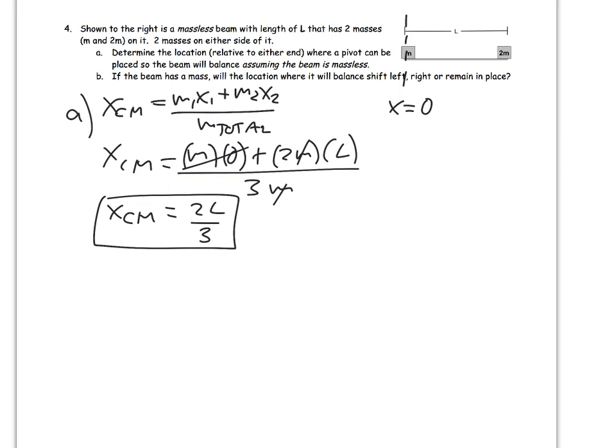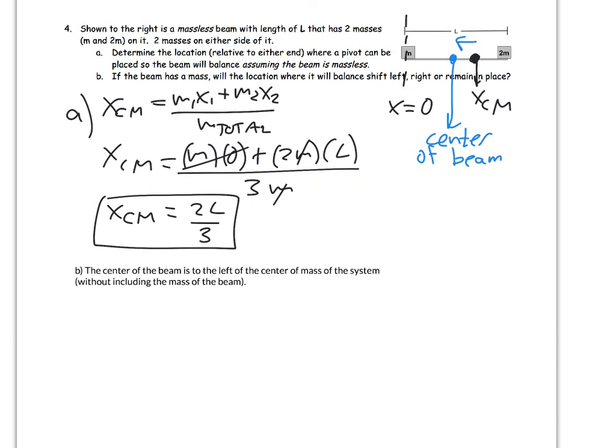Moving on to B, if the beam has a mass, will the location where it will balance shift left, shift right, or remain in place? Okay, so if we think about the beam having a mass, right now the center of mass of our system is right about here. If we add in mass for the beam, that will act directly in the middle, so that would be the center of the beam, to the left of our current center of mass. And so that means adding in that mass there is going to shift that balance to the left some, because we're adding another mass that's located right here.